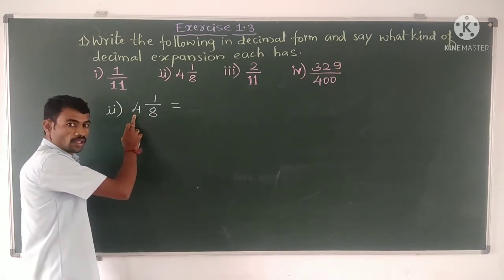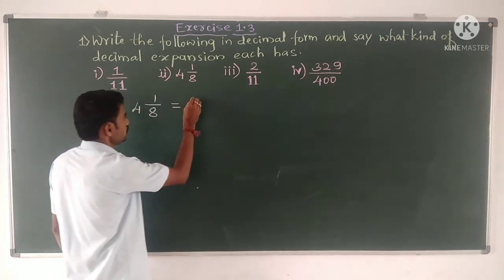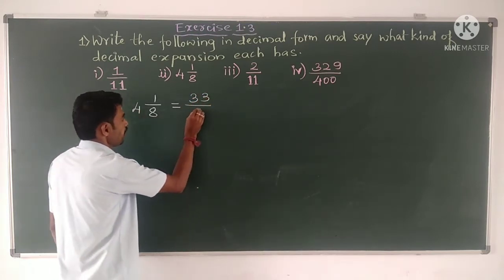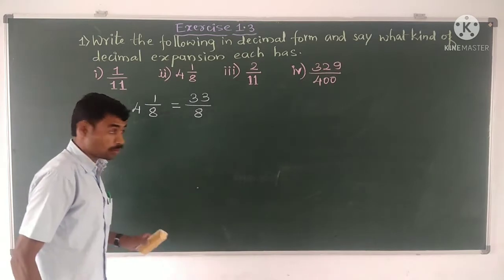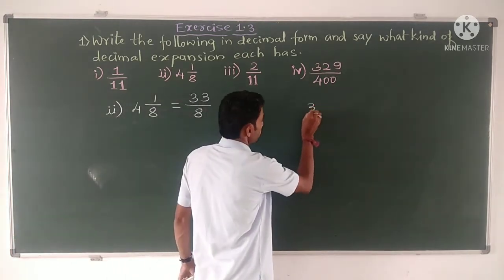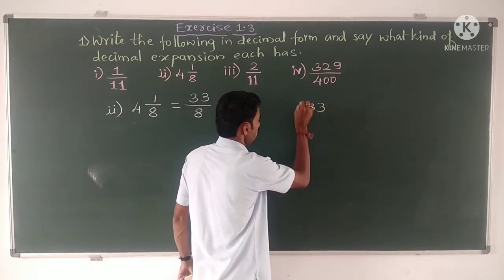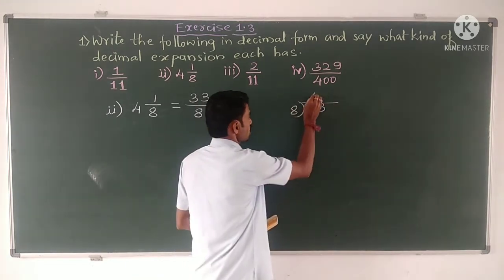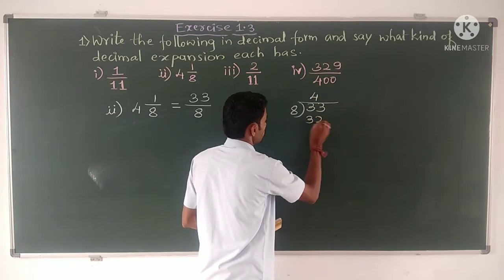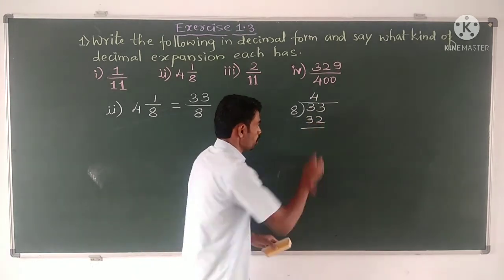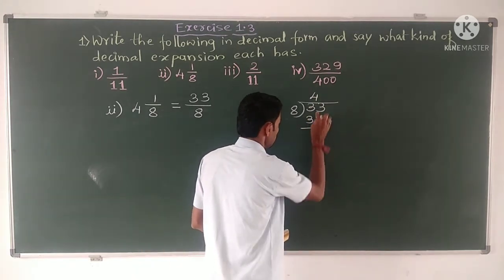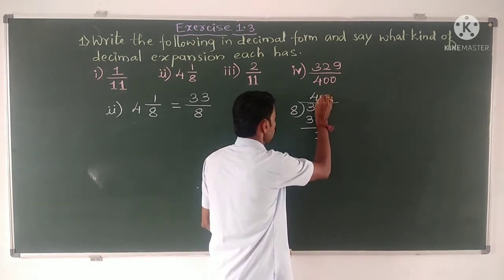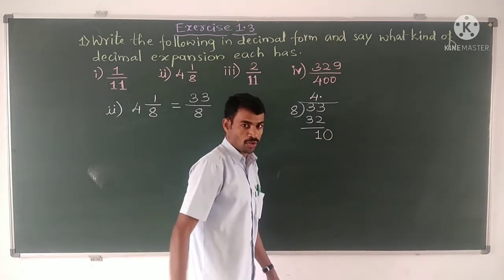4 8s are 32. 32 plus 1, 33. 33 divided by 8. So now what we have to do? We have to divide 33 by which number? By 8. 8 4s are 32. 33 minus 32, 1. Then go to decimal point, take 0.